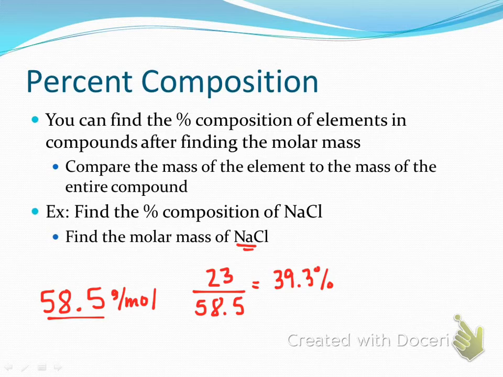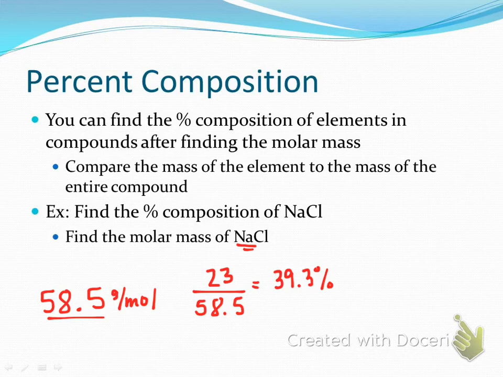To convert that to a percentage, what do I do? I move the decimal place or I multiply by 100. So you don't give it to me in decimal form. You'll give it to me in percentage form. When I take 23 divided by 58.5, I got 0.3933 whatever. You can multiply that by 100 or just move the decimal place two to the right. So 39.3%. It's not 50% because there's one of each. It's only 39% because sodium weighs less than chlorine.